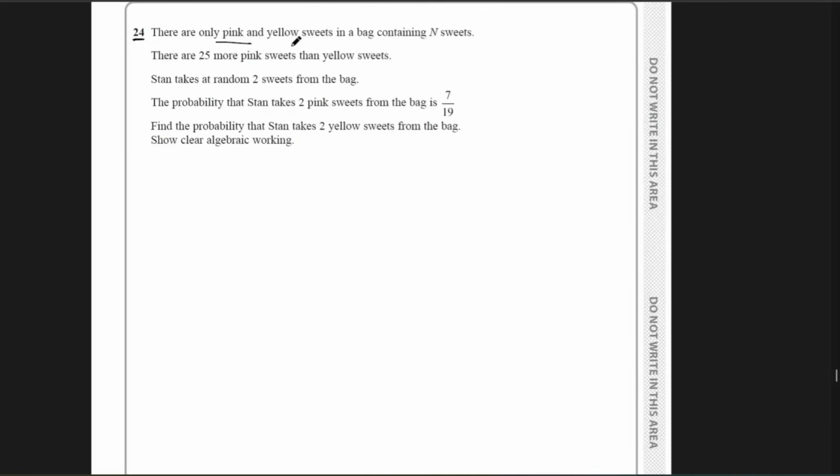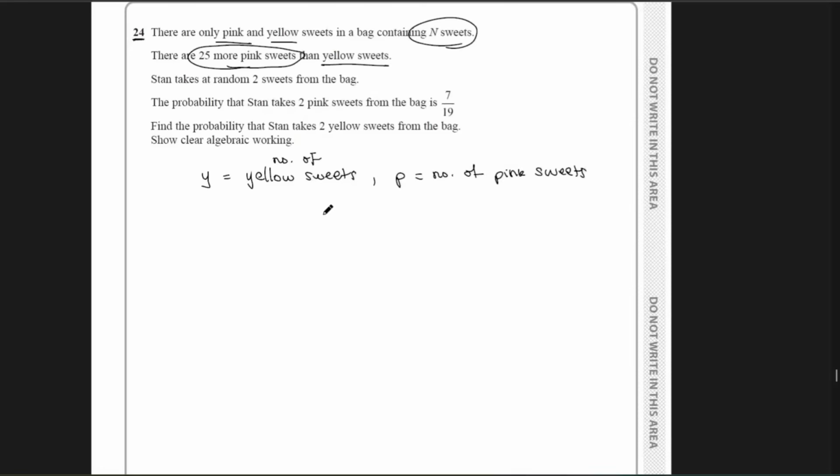There are only pink and yellow sweets in a bag containing n number of sweets. There are 25 more pink sweets than yellow sweets. So let's say number of yellow sweets is y. So y is equal to yellow sweets. And let's say p is equal to a number of pink sweets. And we can form equations. We can say p is equal to y plus 25. If number of yellow sweets is y, number of pink sweets in terms of y would be y plus 25.